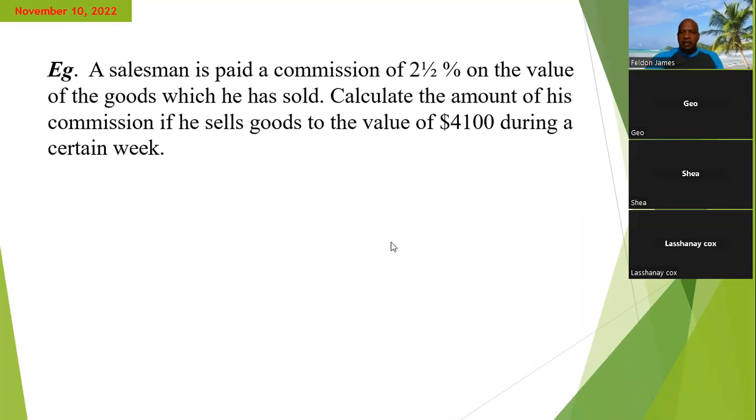Yes, sir. All right, go ahead, Mr. Giovanni. What did you get for the commission? All right, so the first thing I did was convert the 2.5% into a decimal, 2.5 over 100. Use a calculator.